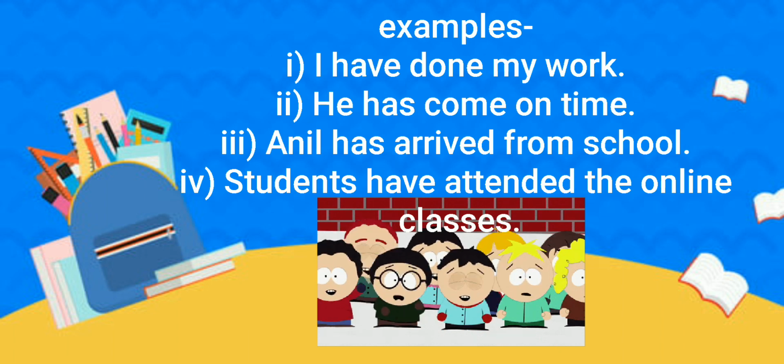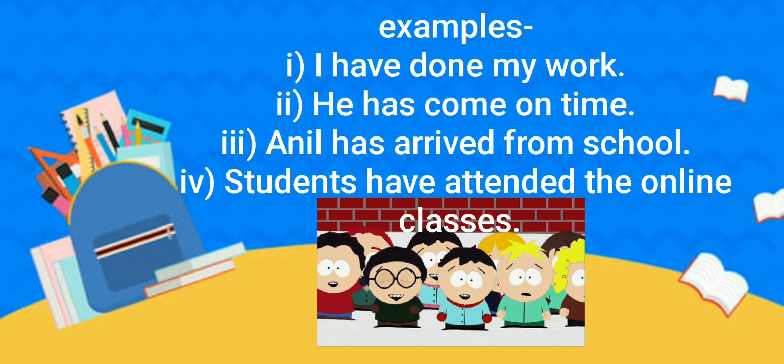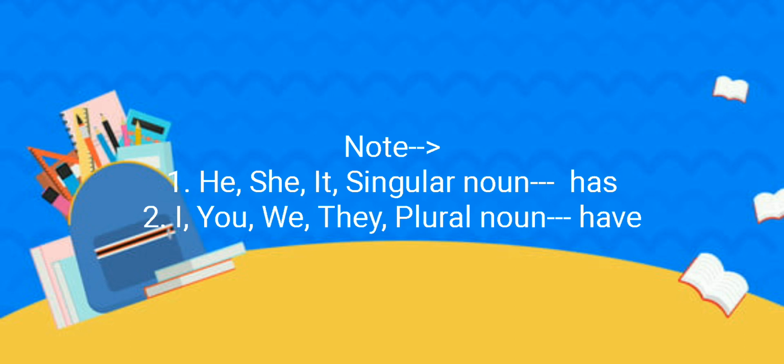Before we get to know the rules, we must understand the helping verbs. There are two helping verbs that we use in present perfect tense. First is has, then have. If the subject is he, she, it, or singular nouns, we use has. If the subject is I, you, we, they, or plural noun, we use helping verb have.